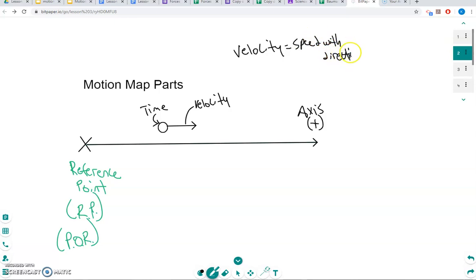These arrows are always going to have a direction, so the velocity is always going to be telling you which way it's going. So in this case, it's going in the positive direction, or to the right of your screen. Okay, so that's what that's all going to mean.